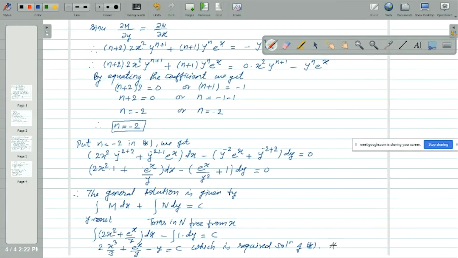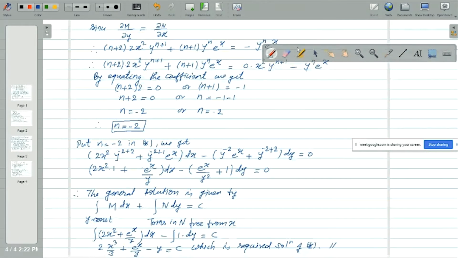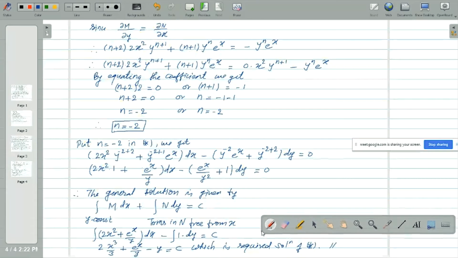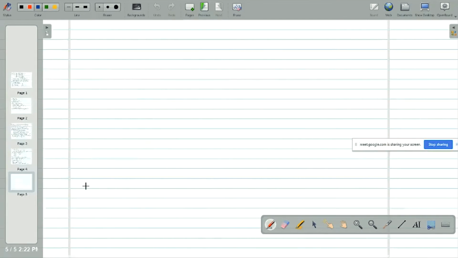Okay, I hope you understood this very simple problem. You understood? Yeah, sir. Okay, very nice and important problem. Let us move to the next page.